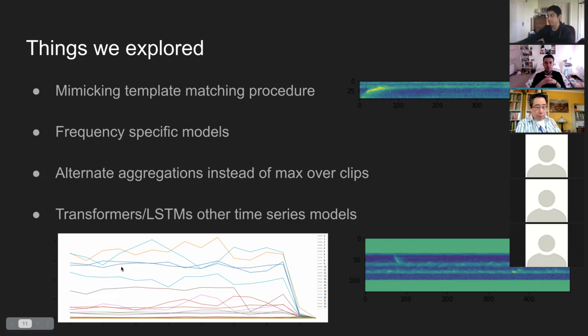I'm not entirely sure why that happens. Other people ended up making models that I'll talk about a little bit that captured this a little bit better as the prediction over time. We also tried transformers and LSTMs and some other time series based models, but ultimately just didn't have anything that ended up being as successful as the CNNs.